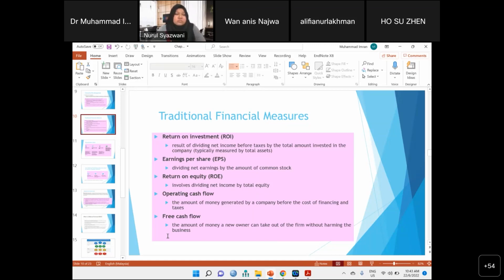Some takeover specialists look more at free cash flow. The third one is free cash flow: the amount of money a new owner can take out of the firm without harming the business. This is net income plus depreciation, depletion, and amortization, less capital expenditures and dividends. The free cash flow ratio is very useful in evaluating the stability of an entrepreneurial venture, I mean new businesses.